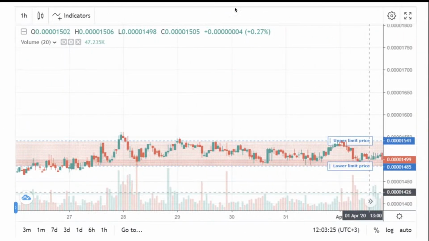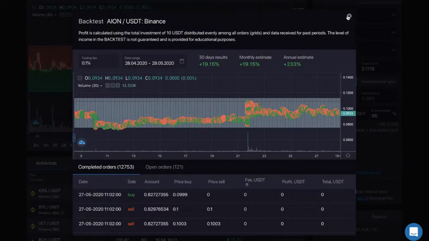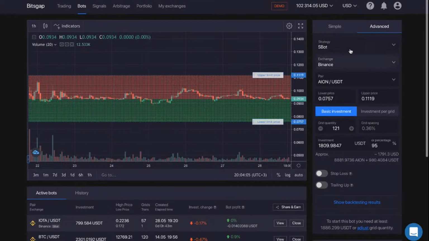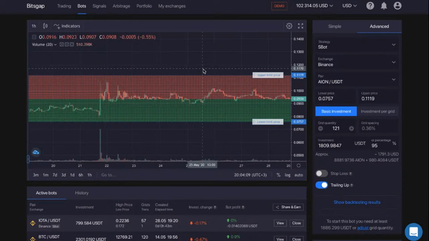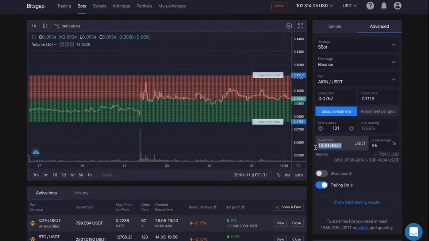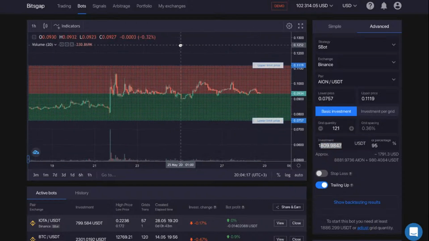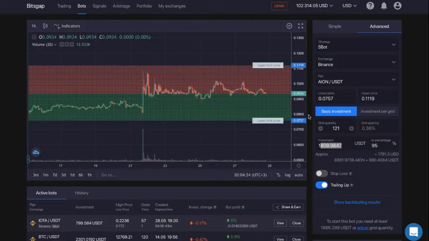Now let's talk about the differences between the S-bot and the other bots. The idea of the S-bot is to trade using only the allocated investment amount. So let's say here it's 1,800. Its algorithm is designed to trade only using this investment amount, trading only within this investment boundary.